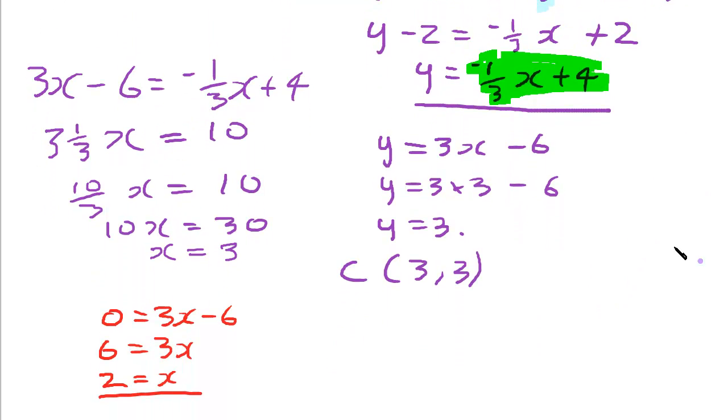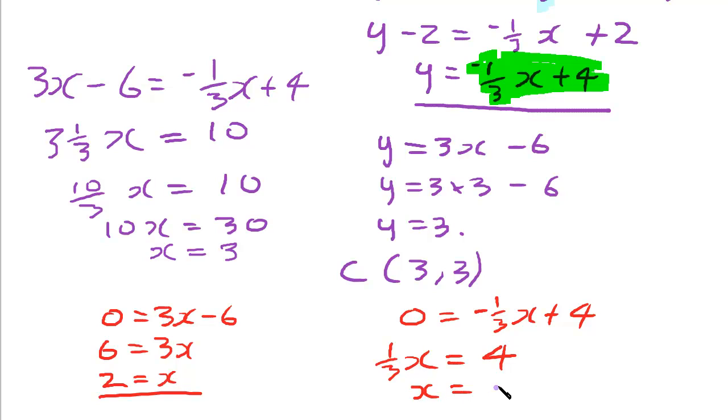Now this one, here we go, 0 equals minus a third x plus 4. So let's add the third x to the other side. So you get a third x. To get rid of the negatives, it's always easier to deal with positive numbers. A third x equals 4, so times both sides by 3, and you get x equals 12.